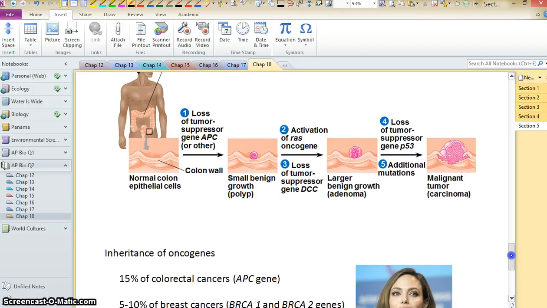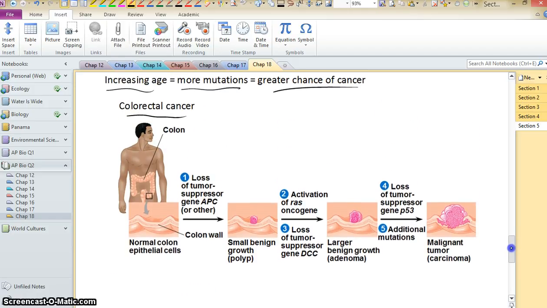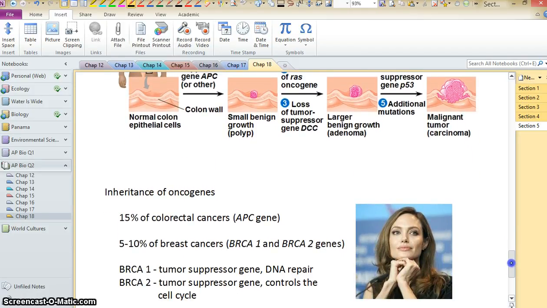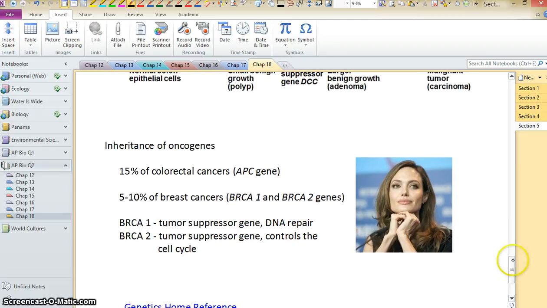Now, exposure to things can cause mutation, but you can also just simply inherit mutated genes. There's a particular gene called the APC gene. If you inherit a mutated form of that, it can promote colorectal cancers, and about 15% of colorectal cancers are due to this, so you inherit it. The others are from exposure to things through life.